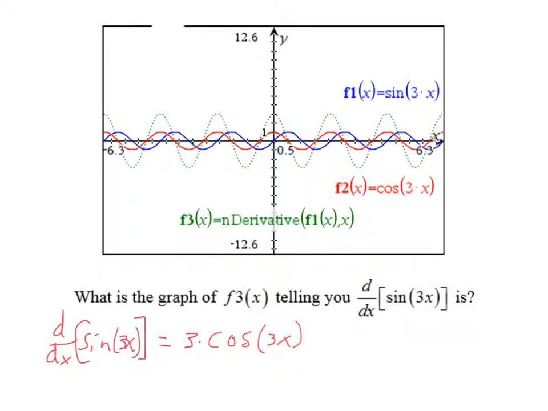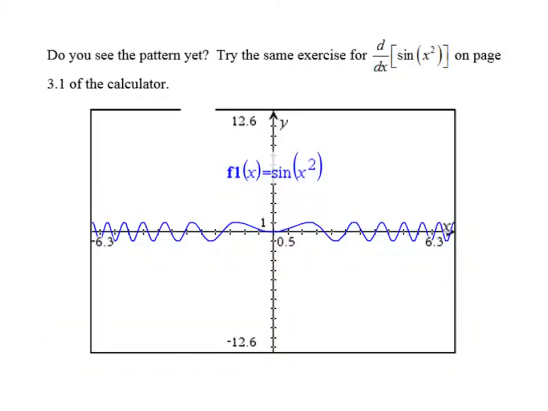So think about that, and now let's move on to the next one, and see if you can get a better guess as to what the next derivative will be. The next one we're going to do, as you see, is the derivative of sine of x squared. So first, let's get this entered on page 3.1 of the calculator as f1 of x, okay? And let's just look at that graph. We first want to see what is going on with this graph.